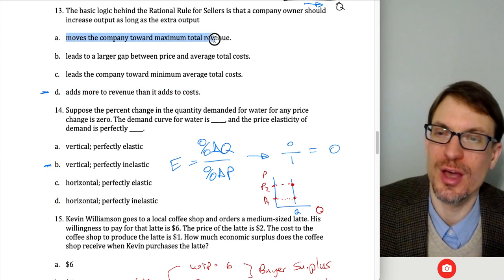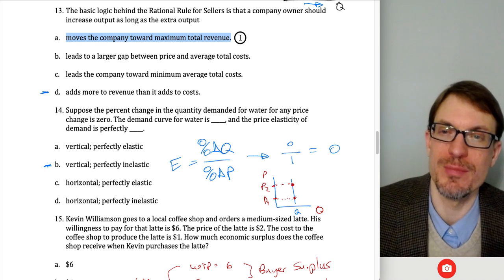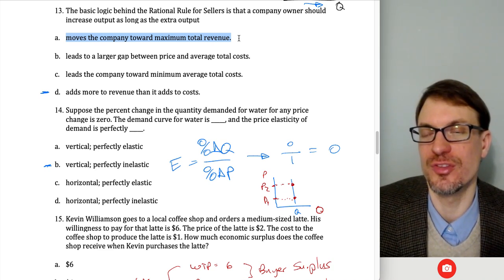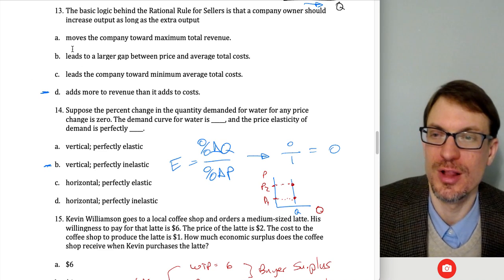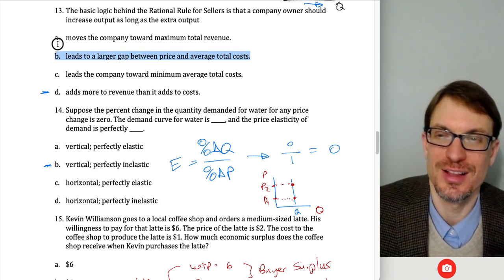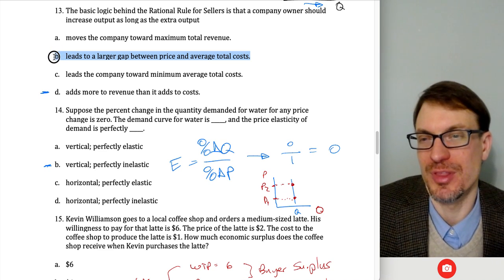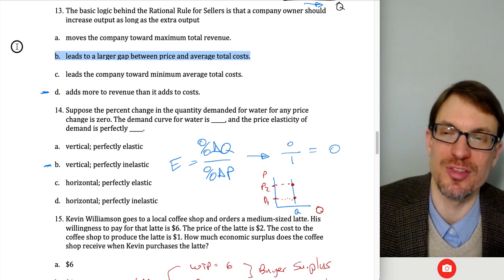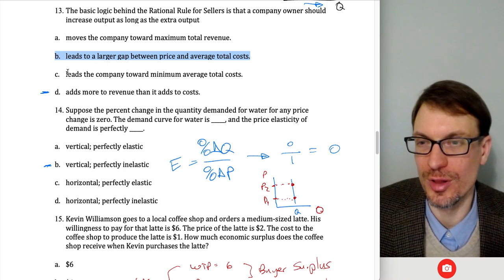It's not moving the company towards maximum total revenue. We want to maximize profits, right? And the rational rule for sellers isn't saying anything about maximizing revenue. Leads to a larger gap between price and average total cost. Sometimes that happens, but that's not what the rational rule is. This is sometimes incidental, but it's not the goal of the rational rule.